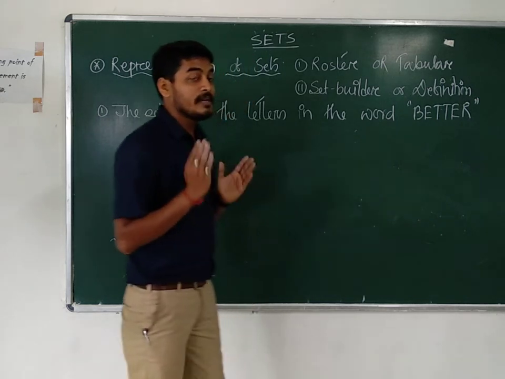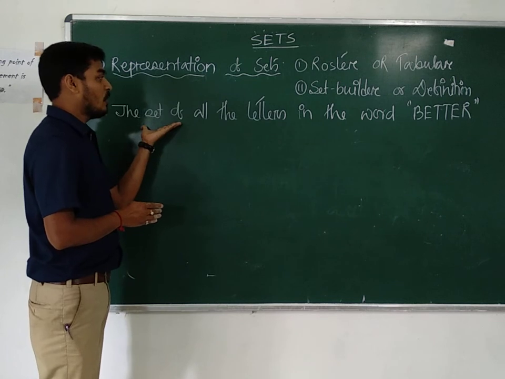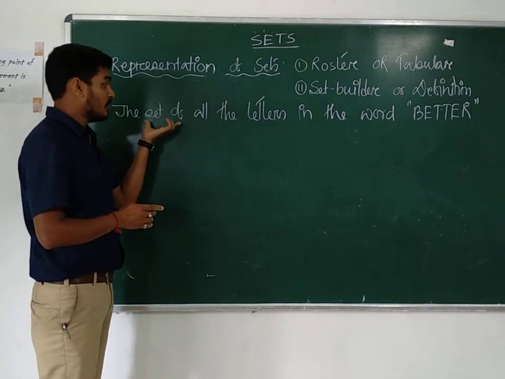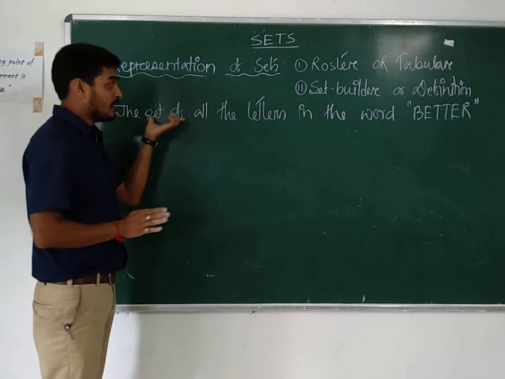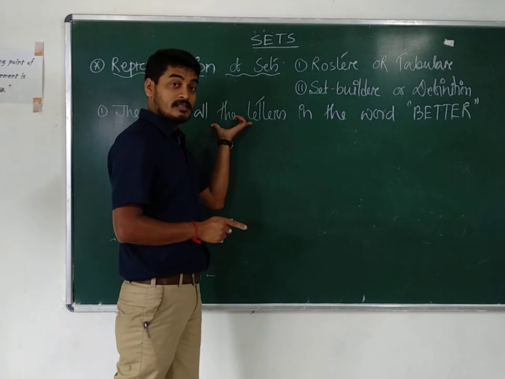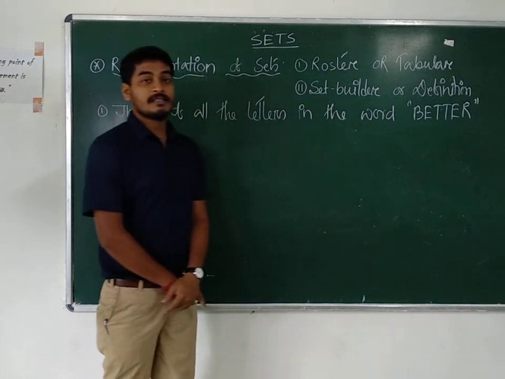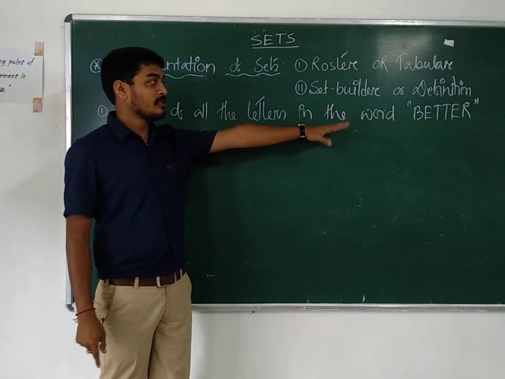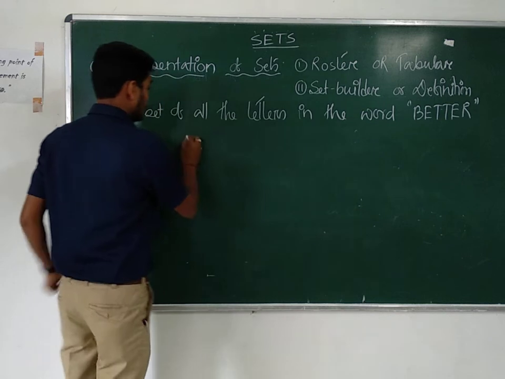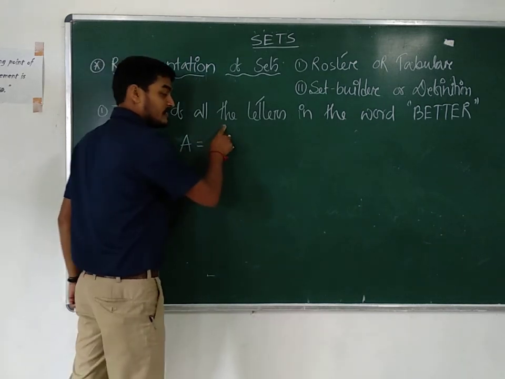Let me explain what it is actually. Let us consider one example. The set of all the letters in the word BETTER is a well-defined collection. First of all, a collection is considered, and in this collection all the letters will be there. But remember, the letters should belong to the word BETTER. So obviously a set has a specific name. Here it is written in sentence form.